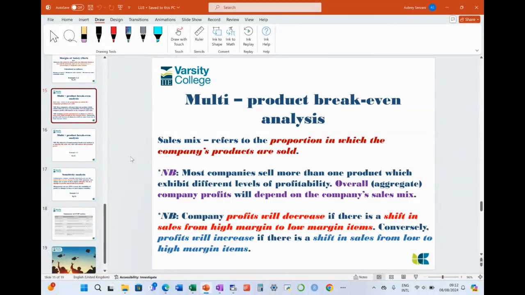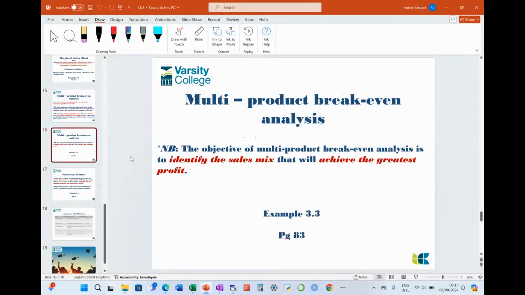So company profits will decrease if there is a shift in sales from high margin to low margin items. In other words, the things that are more expensive for us to produce and which we don't sell at a high price, if we shift from the stuff with the high margin to the low margin, obviously that's going to decrease our profit. Makes sense, logically, right? Then it goes on to say, conversely, profits will increase if there is a shift in sales from low to high margin items, which is what we have just been saying.